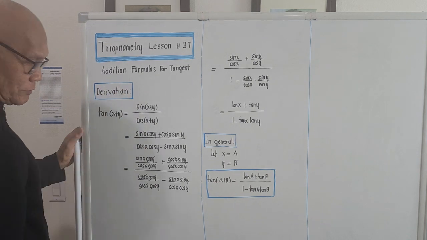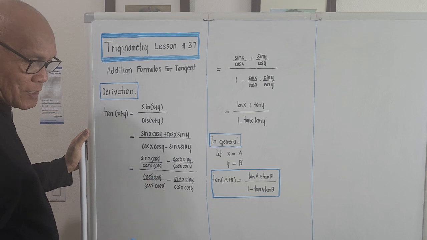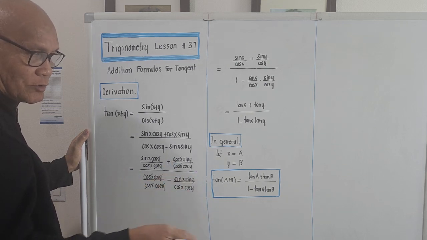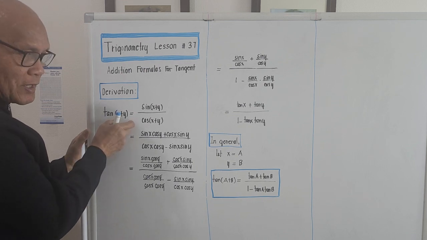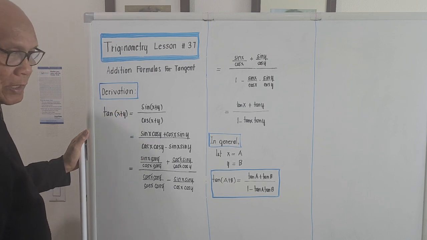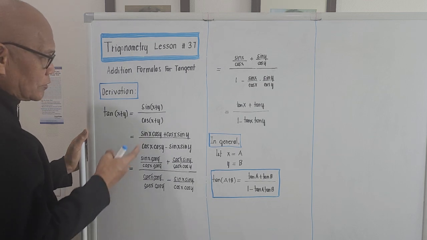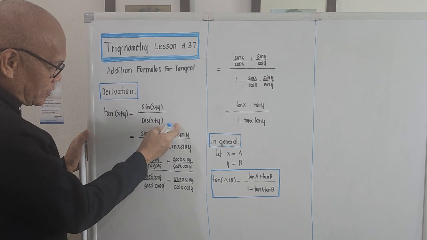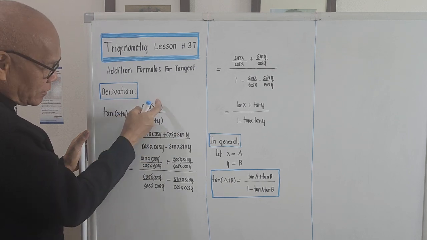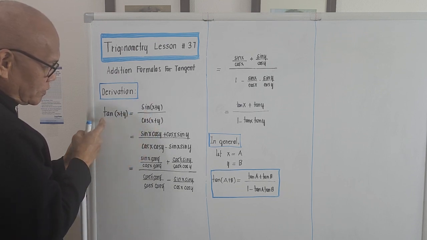For the derivation, we will assume for the meantime that the two angles are x and y, so it will be the tangent of the quantity x plus y. And by definition, tangent is sine over cosine. So this will be the sine of the quantity x plus y over the cosine of the quantity x plus y. The angle here is x plus y, and sine over cosine is tangent.